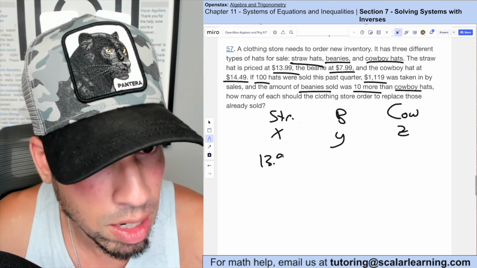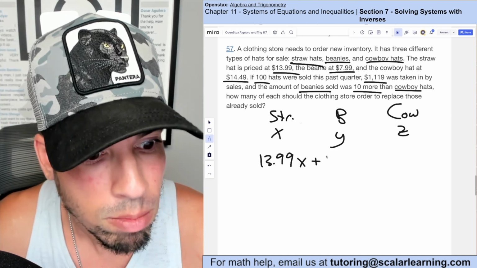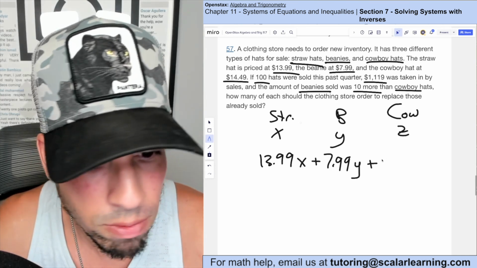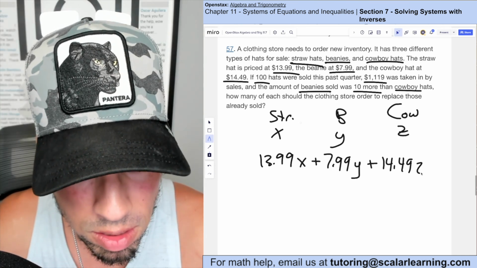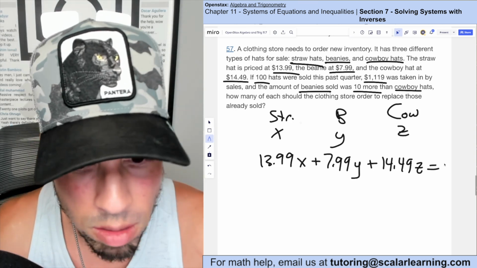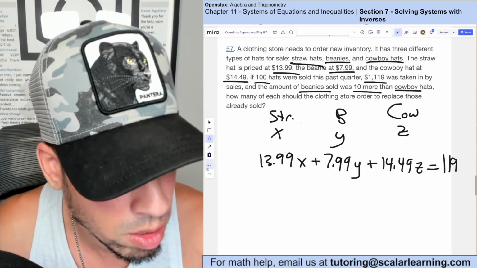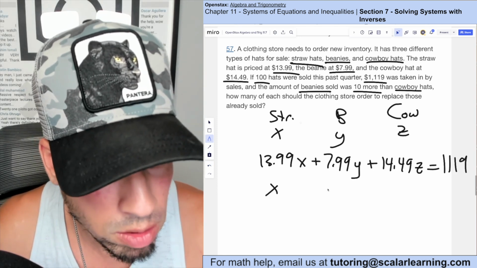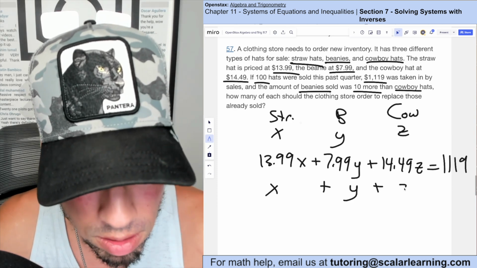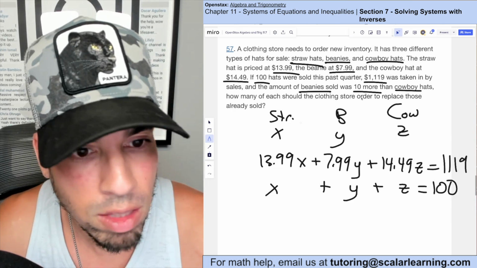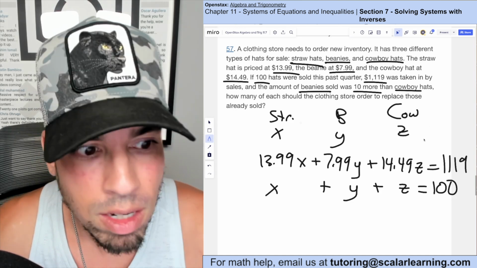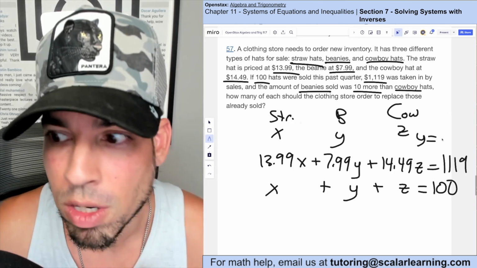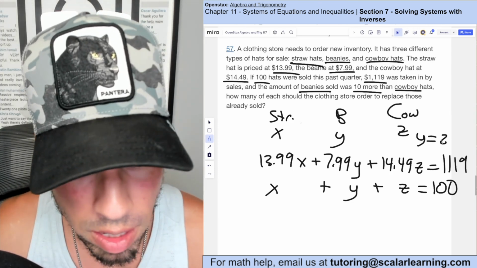We know that $13.99 times the number of straw hats plus $7.99 times beanies plus, what is that, $14.49 times Z. That's going to equal the total amount of money that they brought in, which is $11.19. Great. Okay. Next relationship. The quantity X plus Y plus Z is simply 100. And their last relationship is, it says that the amount of beanies was, which is my equal symbol, right? The to be verb, equals 10 more than the cowboy hat.